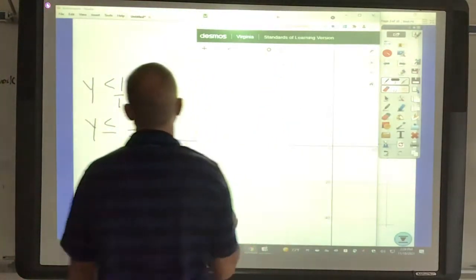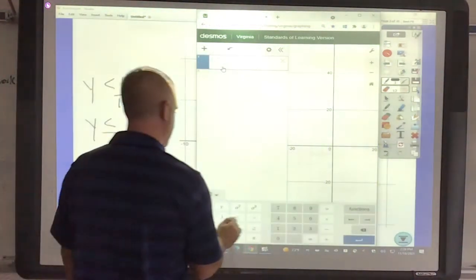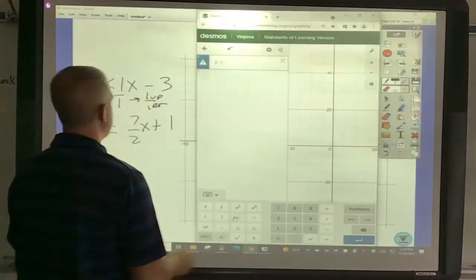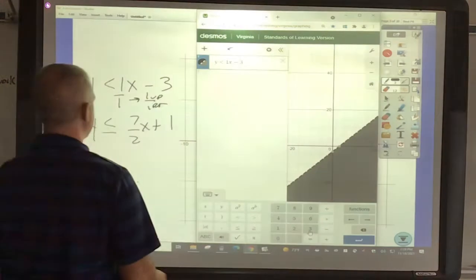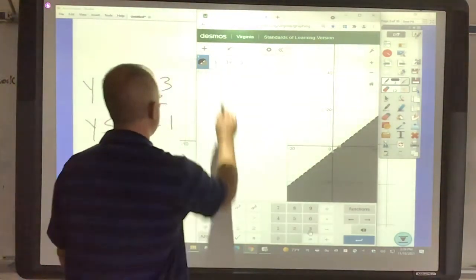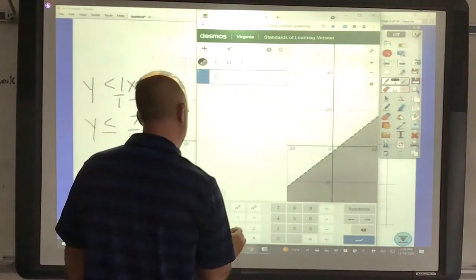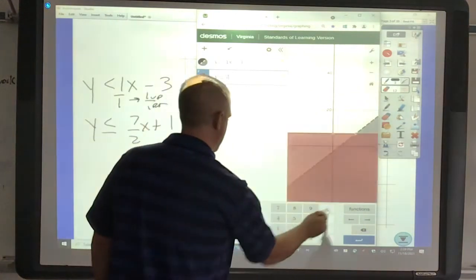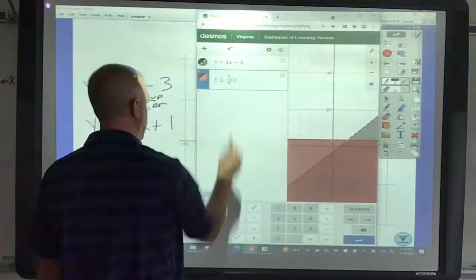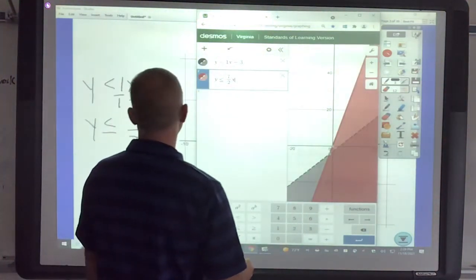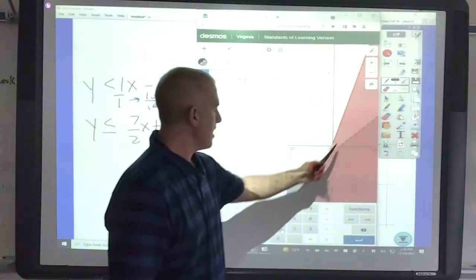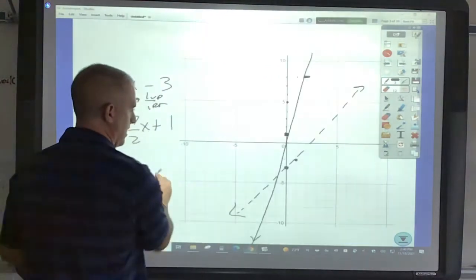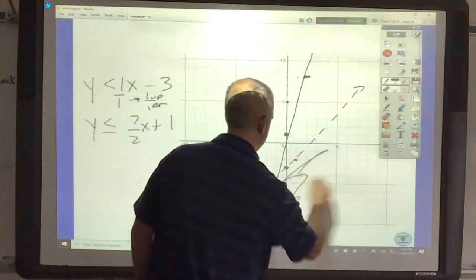So I got y less than x, or 1x if you want to call out 1x, minus 3, y less than or equal to 7 over 2 x plus 1. As you can see, gray, red, dark red. So that answer would be right here.